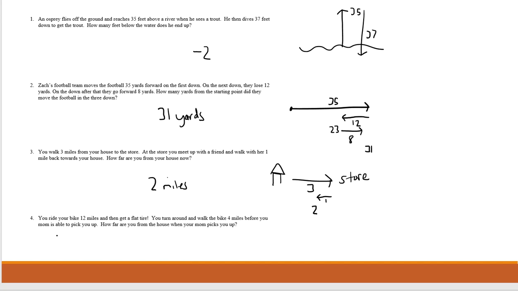Okay, the next one. You ride your bike 12 miles and then get a flat tire. Okay, so if this is your starting point, you ride your bike 12 miles and you get a flat. You turn around and walk the bike back 4 miles before your mom is able to pick you up. If this is your house and you traveled 12 but then walked back 4, you would now be 8 miles from home.